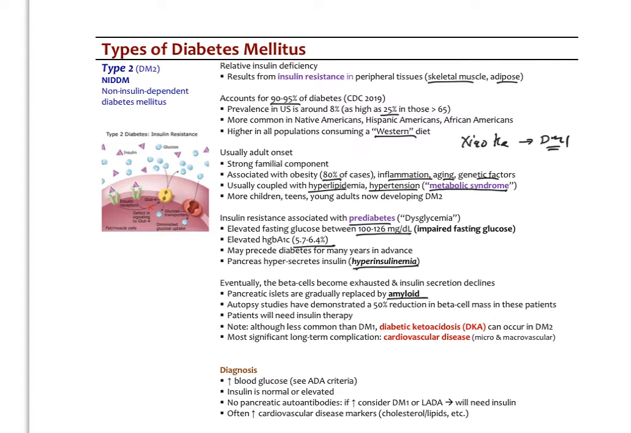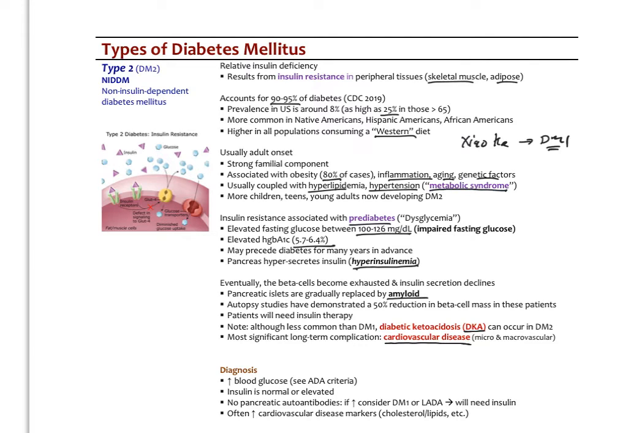Now, although less common than in type 1 diabetes, a patient can develop diabetic ketoacidosis in type 2 diabetes, but that's pretty rare that we hear that, and maybe in the more advanced cases when the patient actually needs insulin in late stage type 2, we'll see that more. But it's still possible. The most significant long-term complication, though, of type 2 is cardiovascular disease.